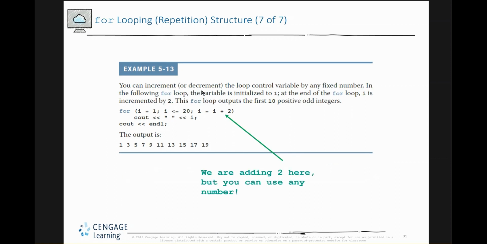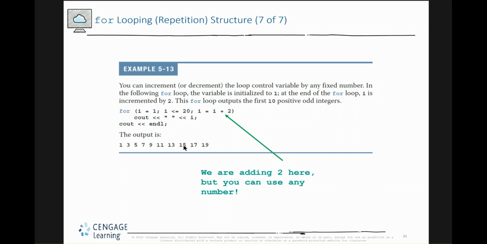You can increment or decrement, in other words, add or subtract the loop control variable by any number you want. In the following for loop, the variable is initialized to 1, and at the end of the for loop, I is incremented by 2. So every time it goes through, it increments by 2. So it starts out at 1, then it prints a space and I, and then it adds 2, so now I is 3. Is I less than or equal to 20? Yeah, it's less than 20. So it prints a space and a 3, and then we add 2, so it becomes 5.